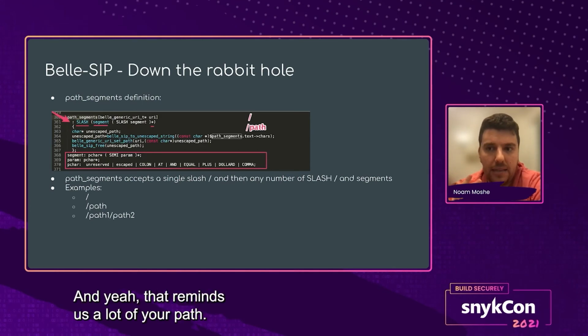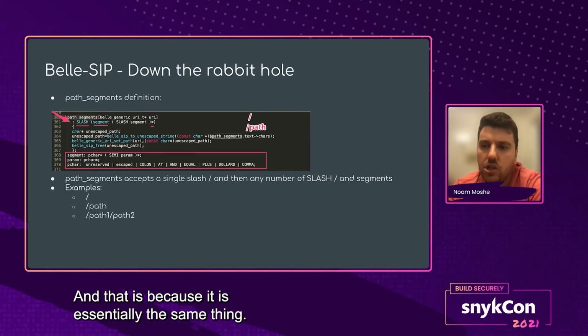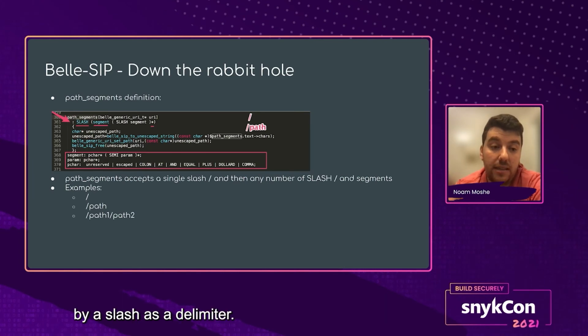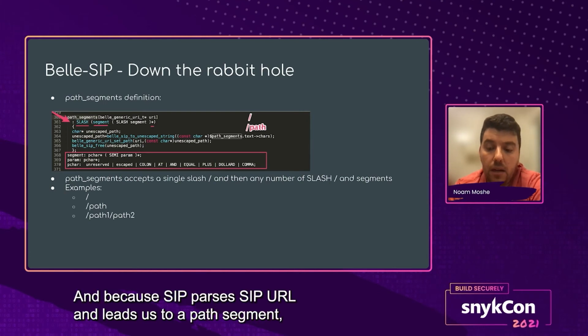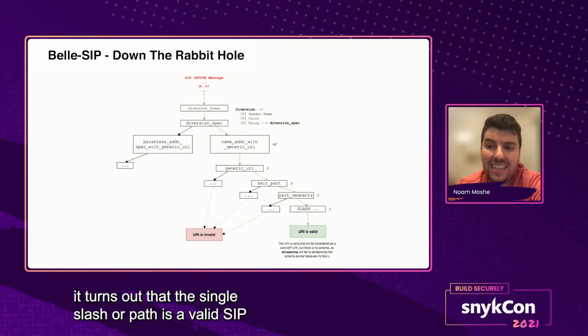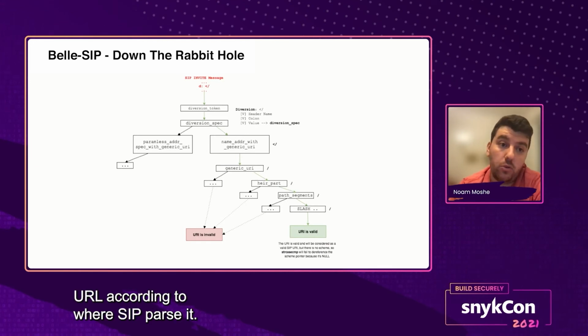And yeah, that reminds us a lot of a URL path. And that is because it is essentially the same thing. It is path segments being separated by a slash as a delimiter. And because SIP parses a SIP URL and leads us to a path segment, it turns out a single slash, or a path, is a valid SIP URL according to the BetaSIP parser.